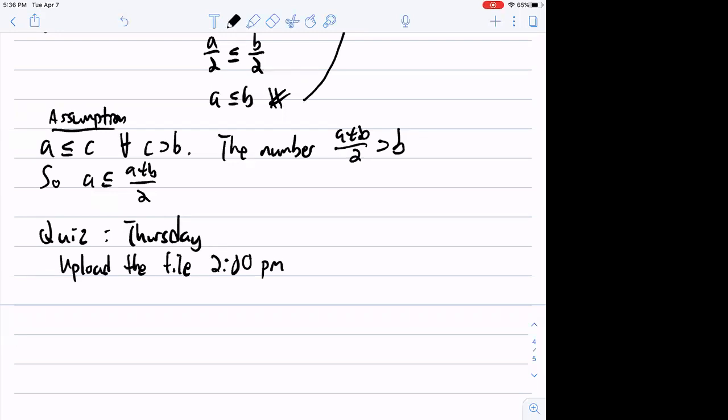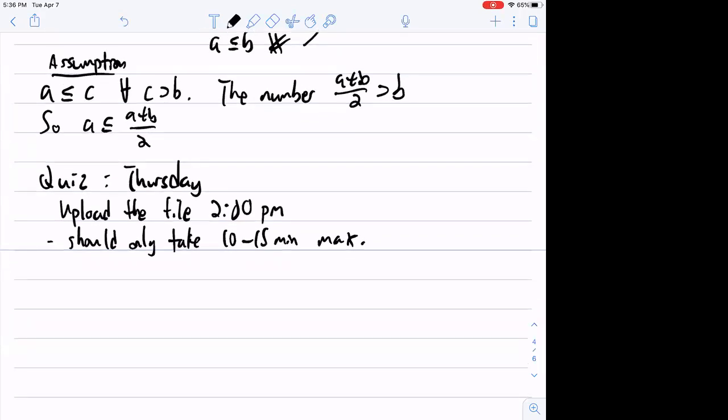Though again, the quiz should only take 10 to 15 minutes max. Even if you finish, make sure you check how long it takes you, because if it's taking you an hour to do the quiz, you're probably not going to finish the midterm. I don't think you're going to be given 10 hours to do the midterm.